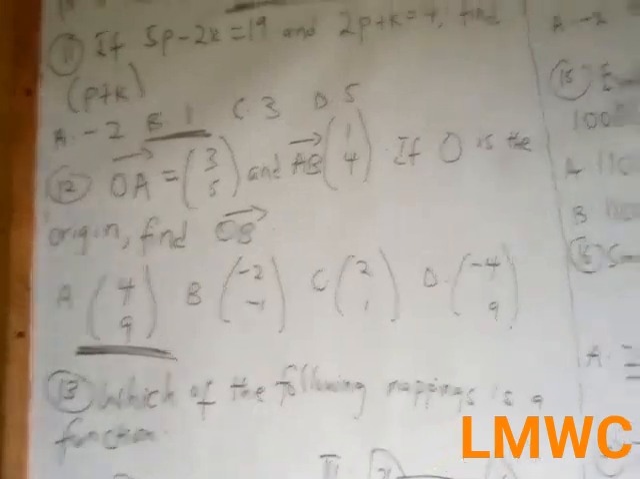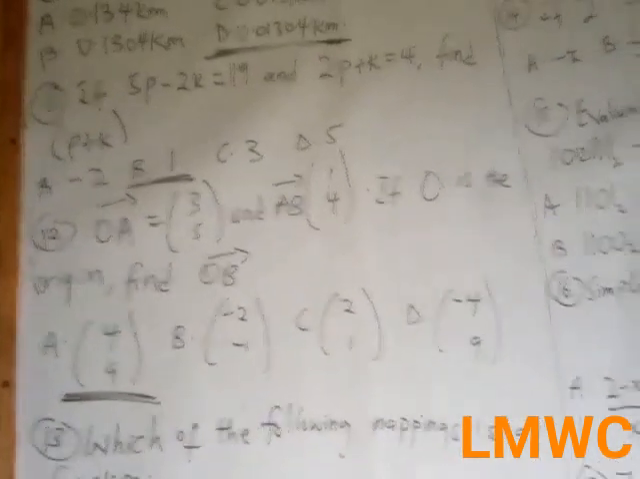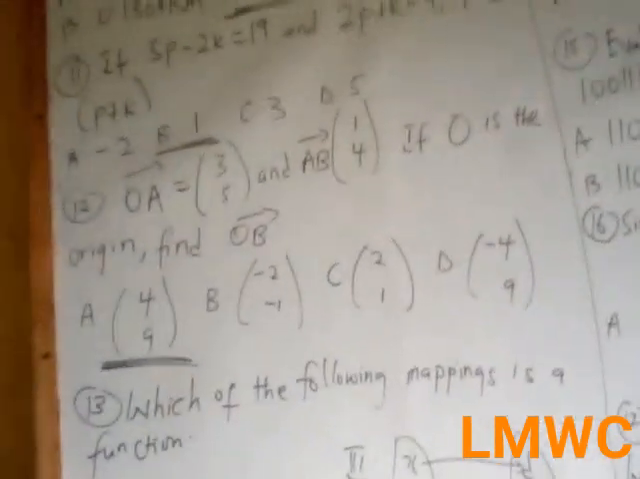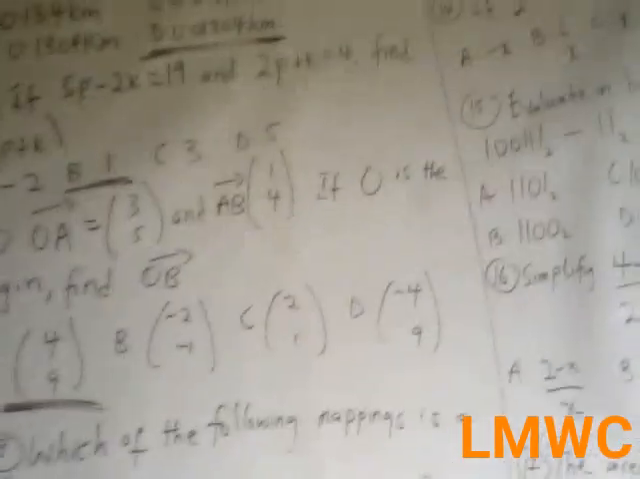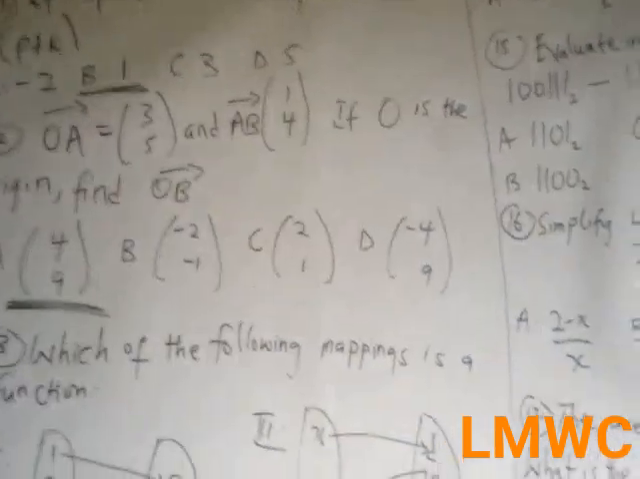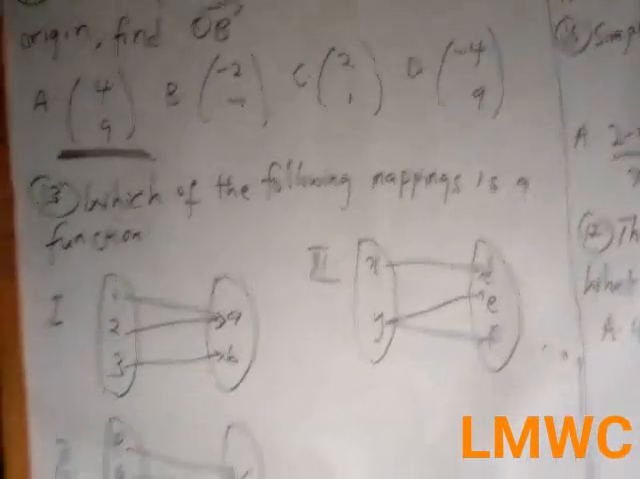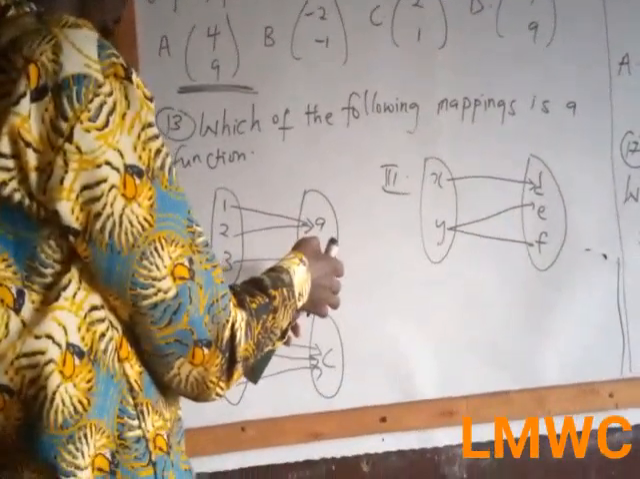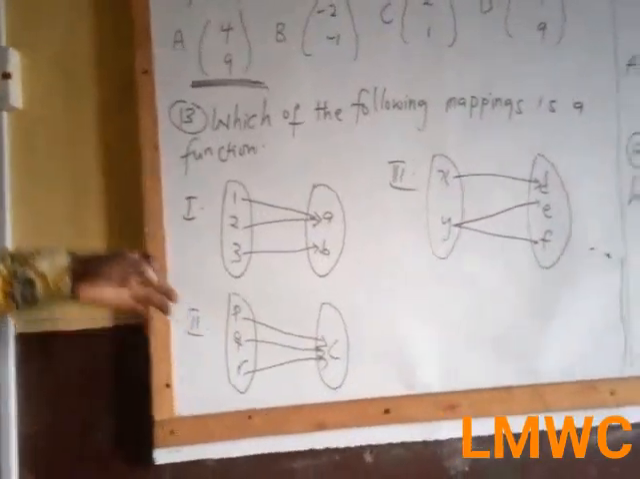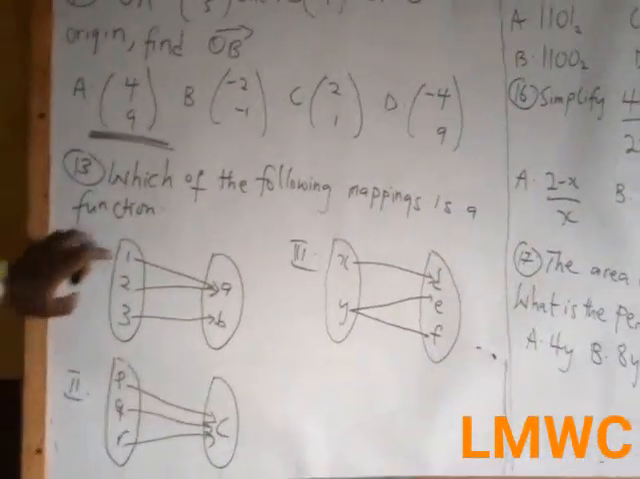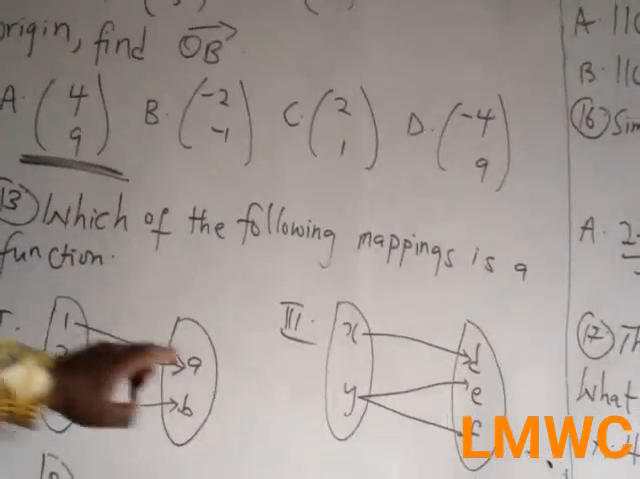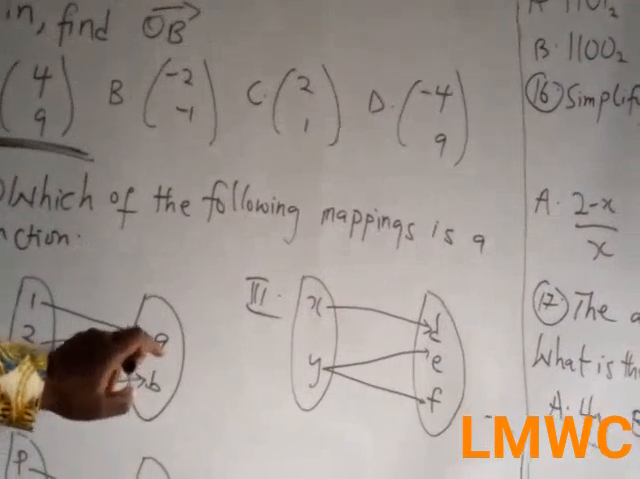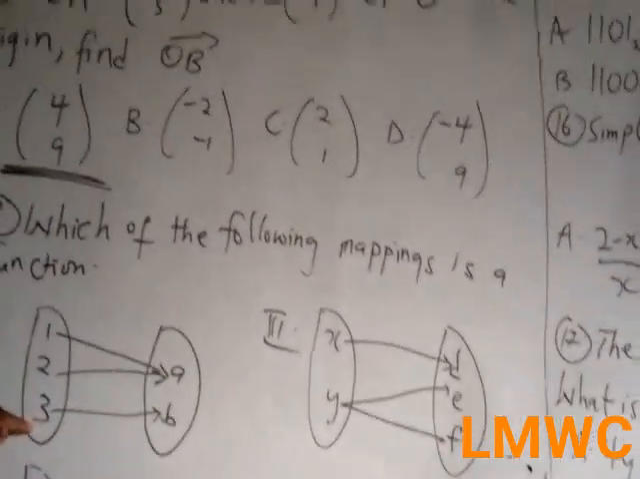Question 13. Which of the following mappings is a function? And when we talk of function, always one element in the domain maps to only one element in the codomain. The first circle is the domain, and this one is the codomain. Take note. Looking carefully, you see 1 is having only one member here. 2 also has one member in the codomain, and 3 is also having one member.